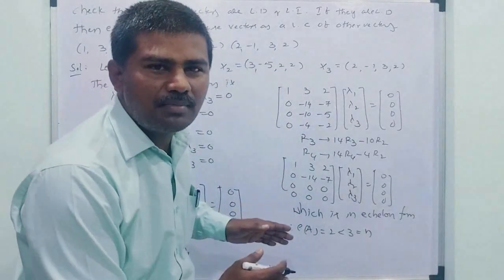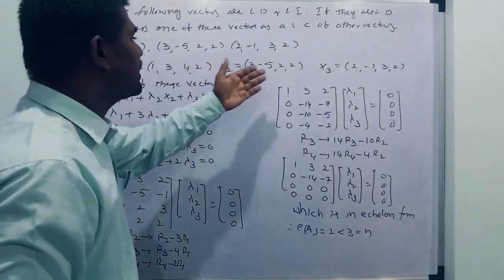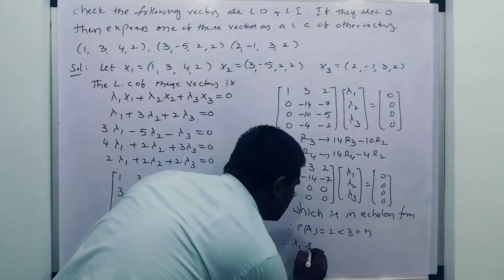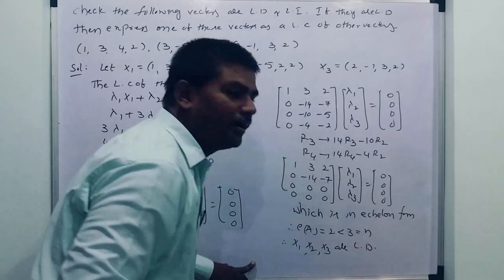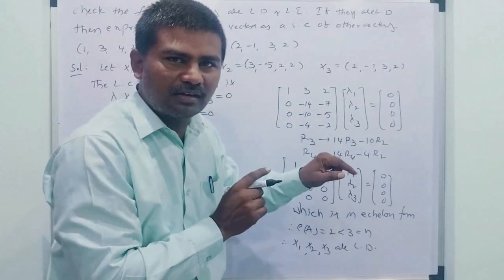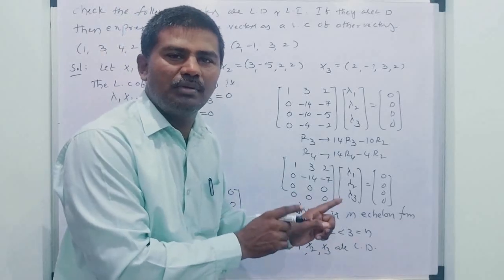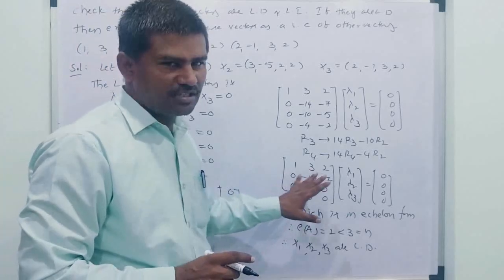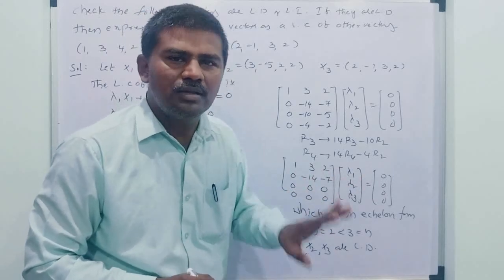That means the system has infinitely many solutions, which means your vectors x1, x2, x3 are linearly dependent. Therefore, x1, x2, x3 are linearly dependent. To express one of these vectors as a linear combination of the other vectors, you need to find the values of lambda 1, lambda 2, lambda 3 by writing the equations. The system has infinitely many solutions and has n minus r linearly independent solutions.